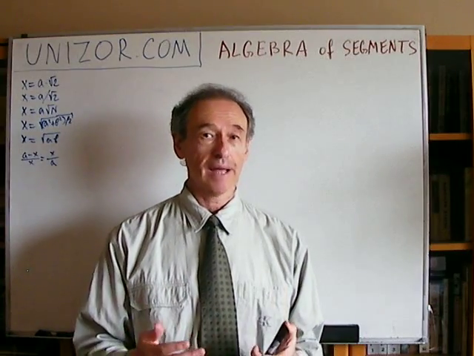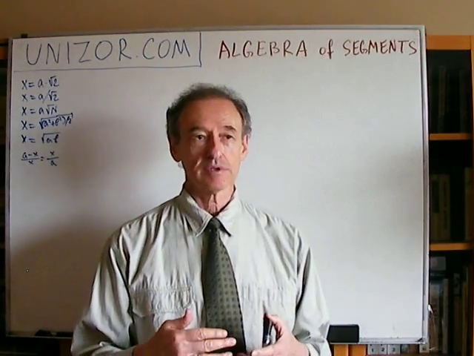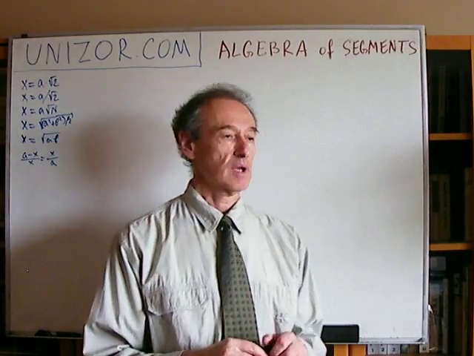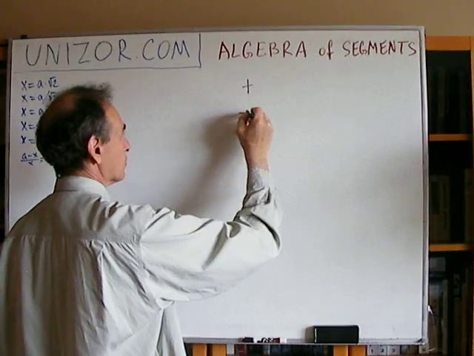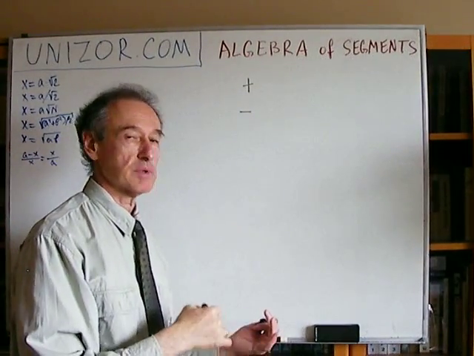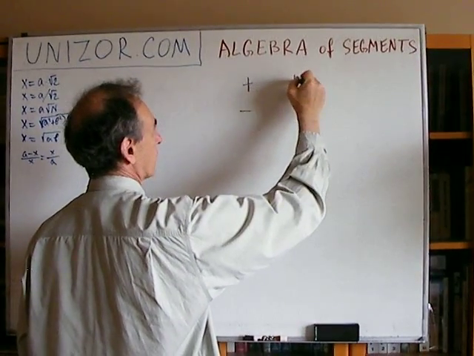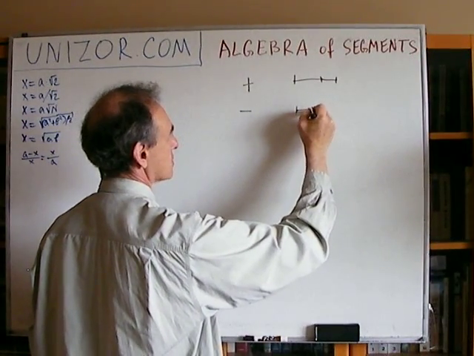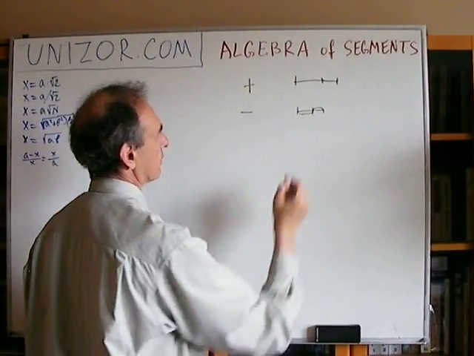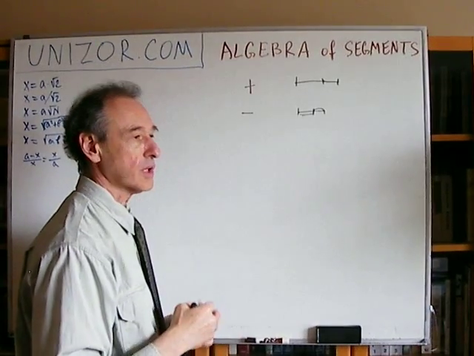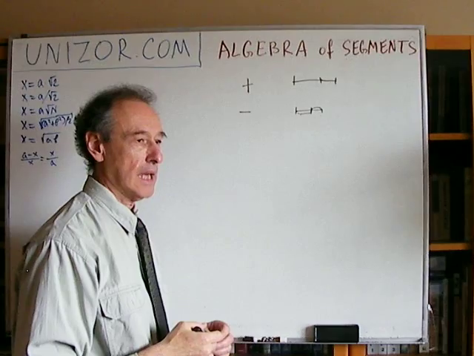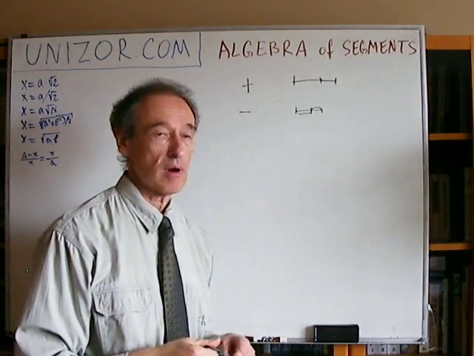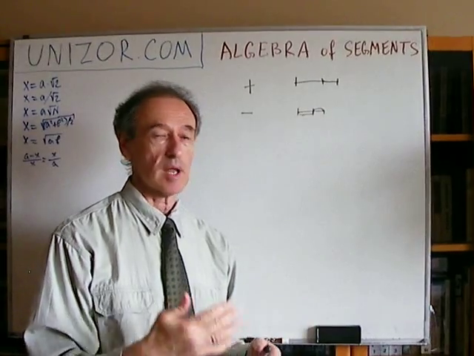Like, for instance, we can add two segments, getting another segment of the length which is equal to the sum of the two lengths. At the same time, we can subtract from a bigger segment the smaller one. In the case of addition, we just put them together. In the case of subtraction, we have to go backwards by the length of the second segment, and whatever is left would be the difference. We also can multiply segments by any natural number, like by 10, for instance, because multiplication by a natural number is basically addition with itself a certain number of times.